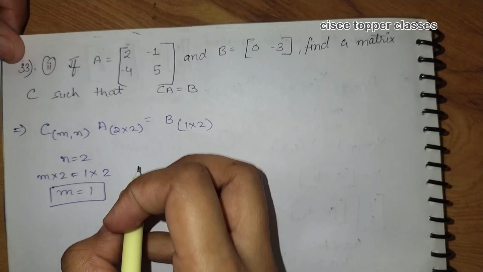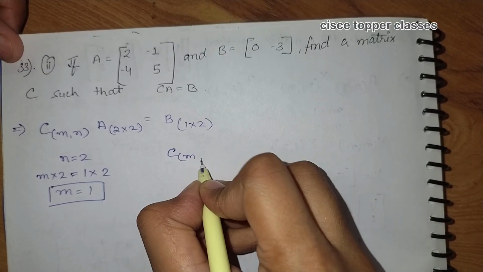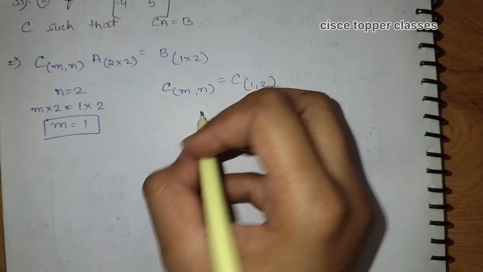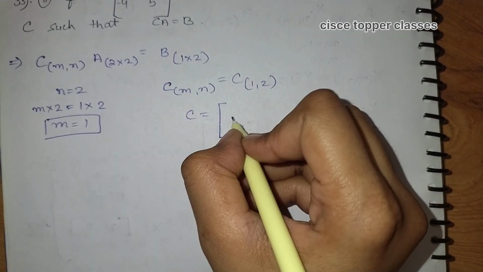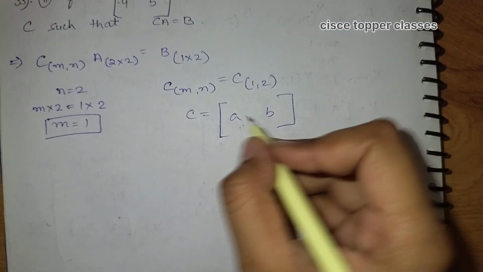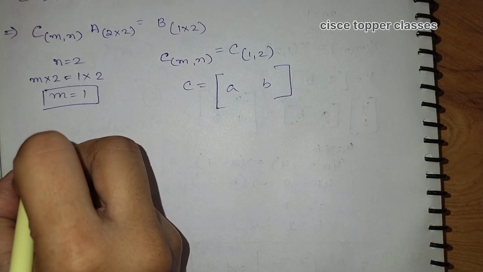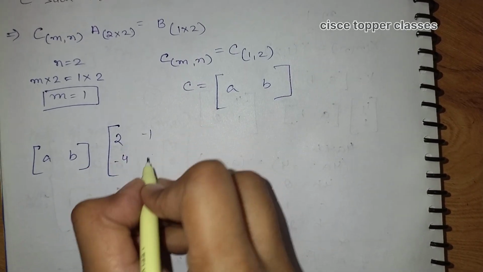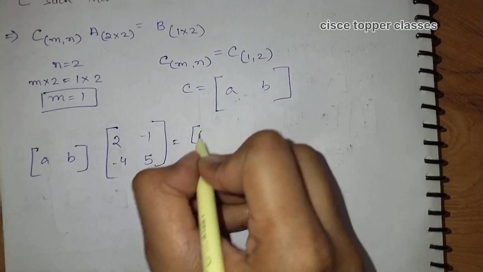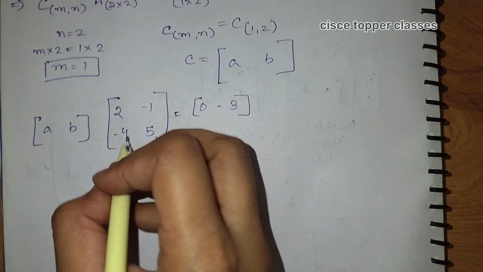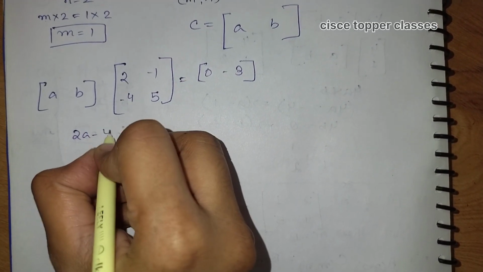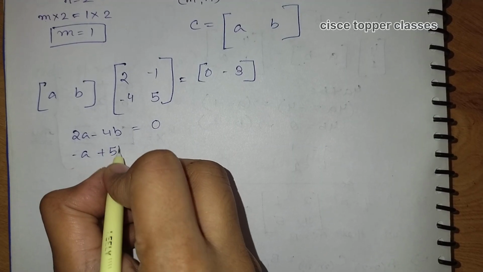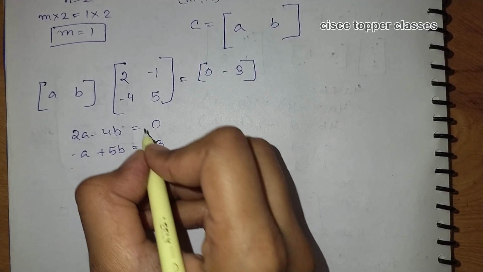From there we can write by comparing. Hence matrix C is of order m cross n, which is of order 1 comma 2. So matrix C will become one row and two columns, that is a, b is the matrix here, multiplied by matrix 2 minus 4 minus 1 5 is equal to 0 minus 3. So simply multiplying we will get 2a minus 4b is equal to 0. Again minus a plus 5b equal to minus 3.